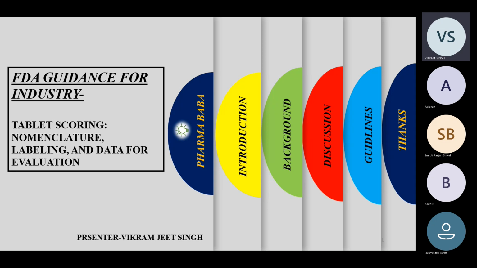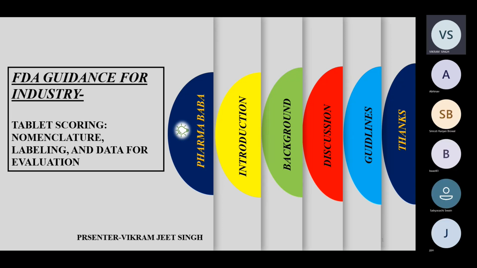As of now, because I have also read the guidance many times, I focused on what data is required and what needs to be done. That only we focus on. But I also never focused on what the labeling requirement is, what the nomenclature requirement is. What happens when we submit our dossier for the scored tablet? Then we receive some queries which could be easily addressed if we read this guidance properly. So let's start.